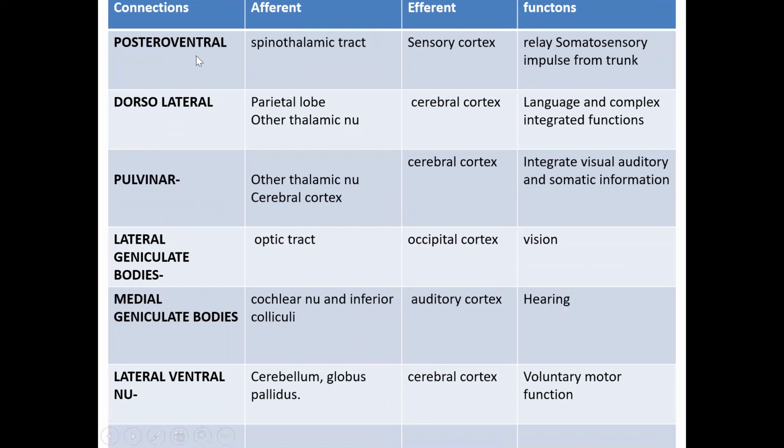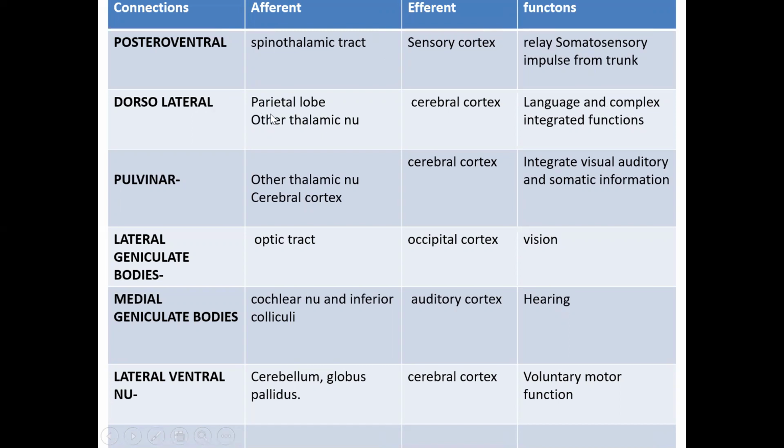Now, the lateral group of nuclei of the thalamus includes, starting from the ventroanterior to the pulvinar group of nuclei. In the ventroanterior, that is the VA nucleus, and the ventrolateral group of nuclei, first we will see the posteroventral, that is the VP nucleus. The afferent is the spinothalamic tract. Efferent is toward the sensory cortex, that is the parietal cortex, areas 3, 1, 2. And what is the main function? It relays the somatosensory information from the trunk region.